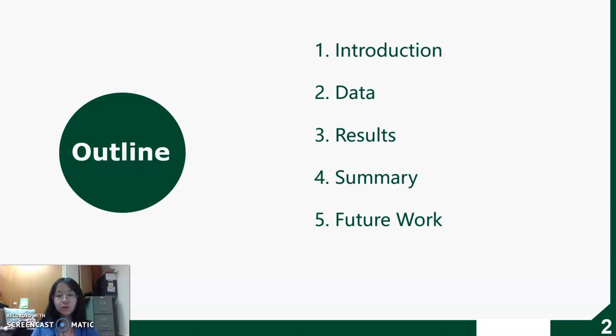The presentation will be separated into 5 parts. First is the introduction. Background and abstract will be shown in this part. The second part is the data I used. The third part is the results from the data. The fourth part will be a summary of the presentation, and the future work will be discussed in the last part.